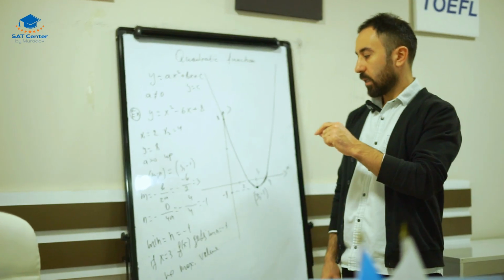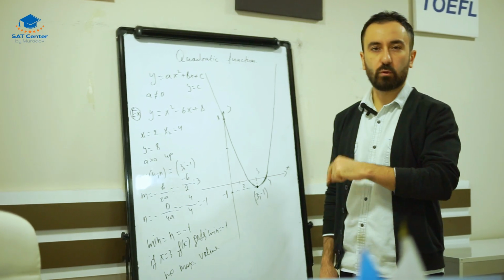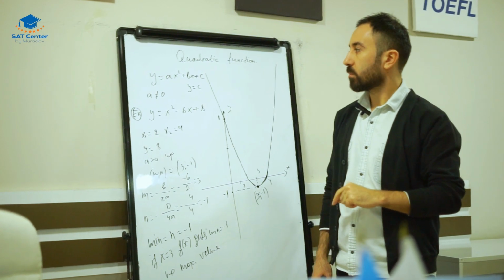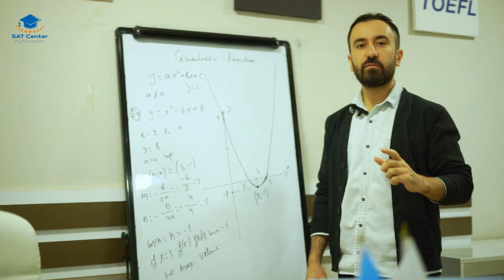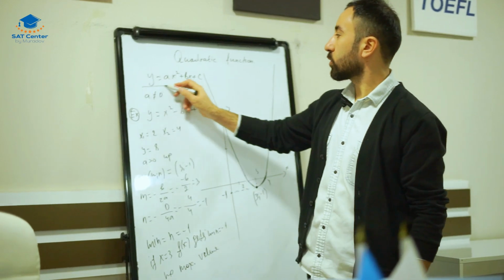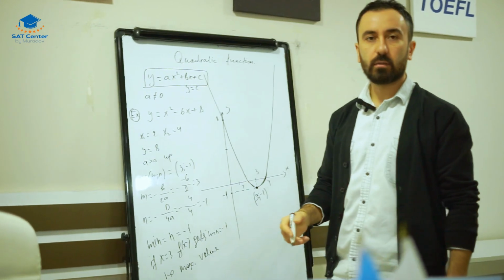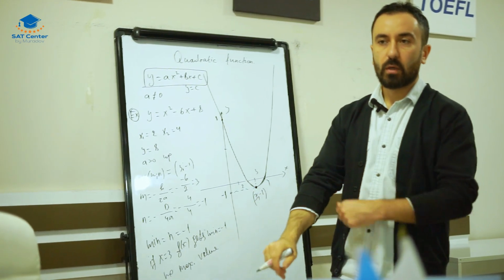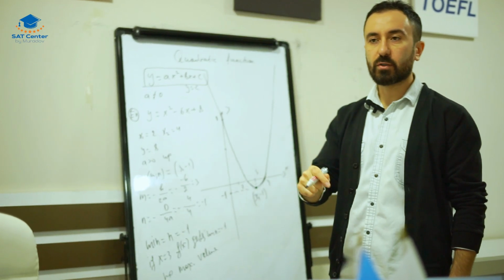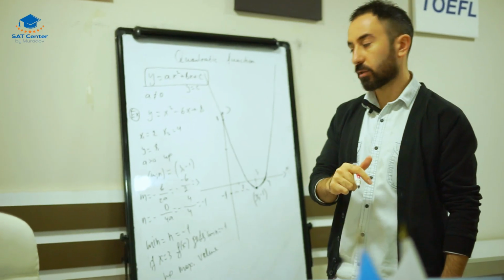That's it for the first part of the topic. Let's continue with different forms of function. This was the general form, we discussed it. I will continue with the vertex form and the factorized form of the quadratic function.